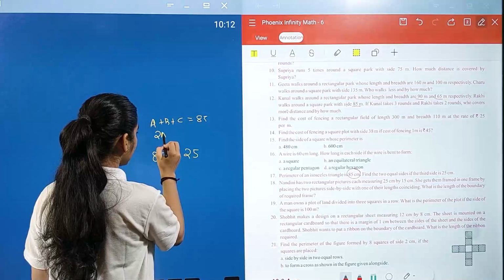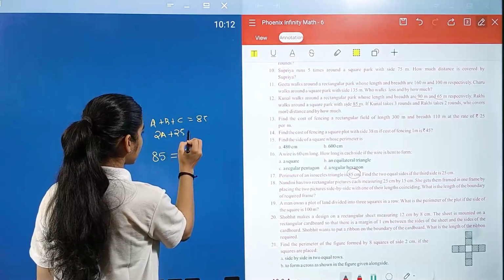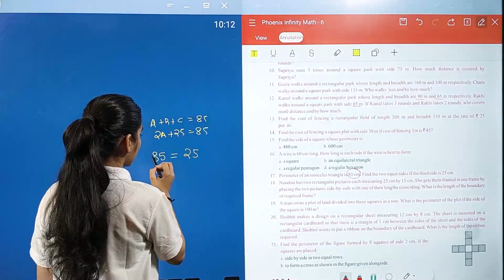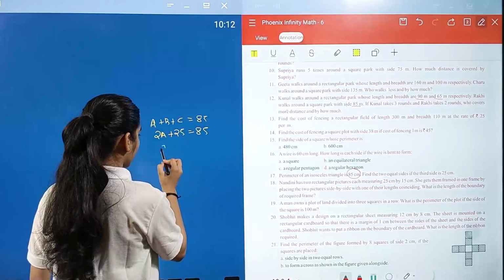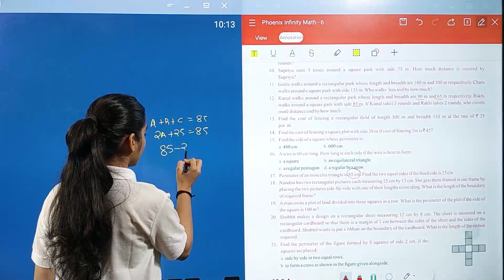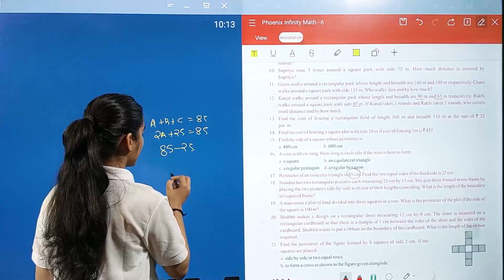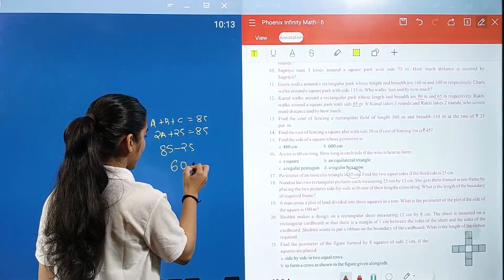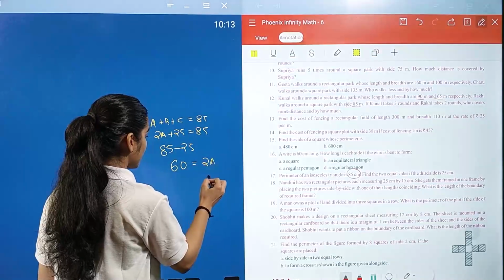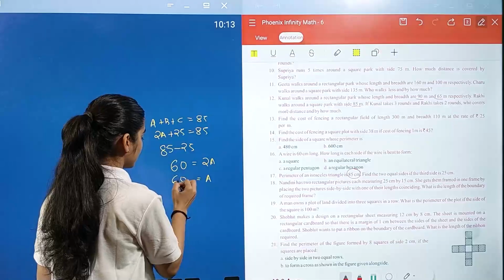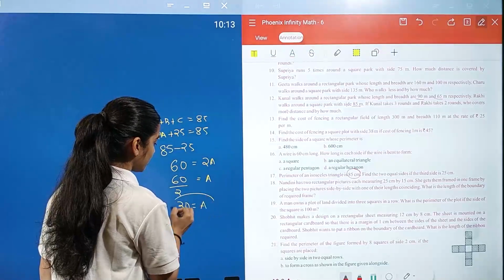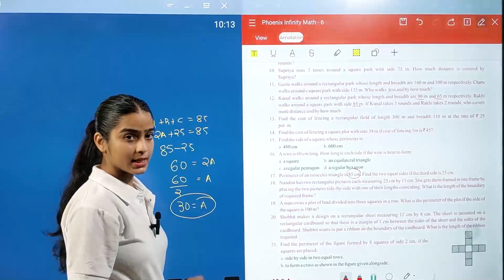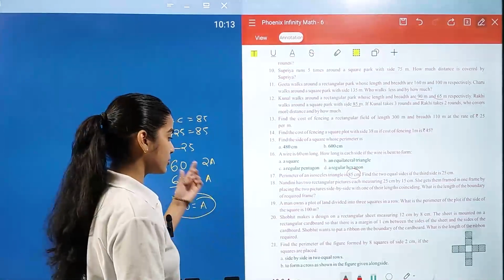So we write here 2A plus 25 is equal to 85. So we have to subtract 25 from 85. 85 minus 25 is 60 and that's equal to 2A. So A should be equal to 60 divided by 2, which is 30. Your measurement is equal to 30 for the 2 equal sides. 30 plus 30 plus 25 is equal to 85.